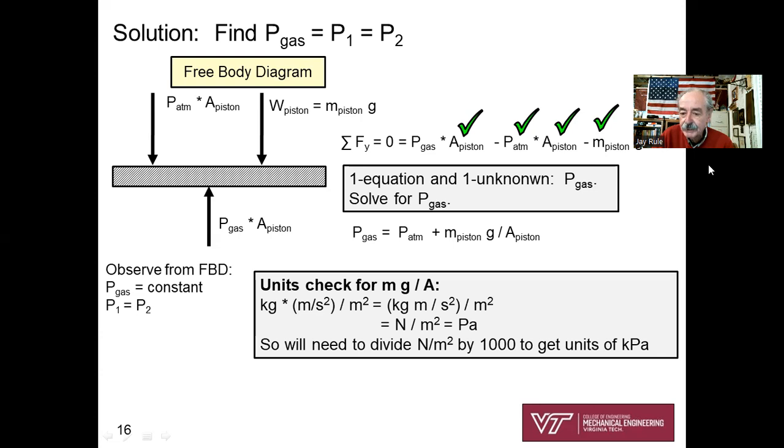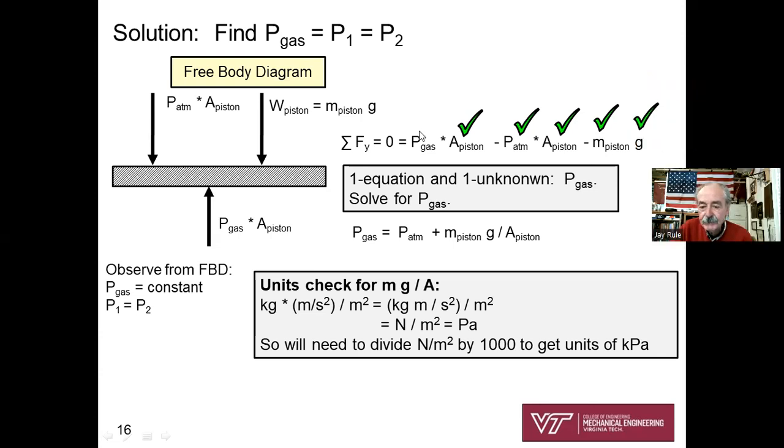Let me move my face here. Oh, there we go. I moved my face so we can put check marks on everything we know. We've got one equation and one unknown. So we will solve for P of the gas. P1, which is going to equal P2, is equal to P atmosphere plus M piston G over A. One equation and one unknown.